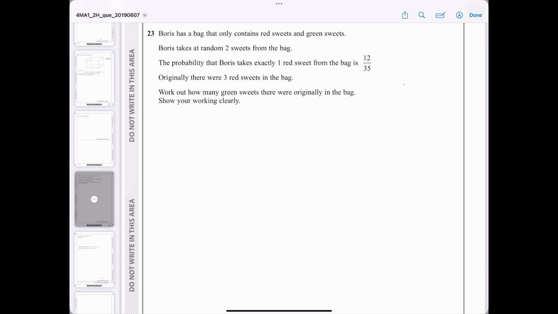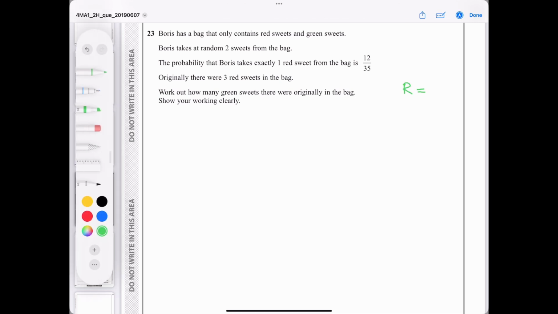So we're going to treat this as we would any tree diagram. Originally we have 3 red and green. We don't know how many we've got, so we're going to call it X. And basically we're solving for X, but we're using a tree diagram to do it.